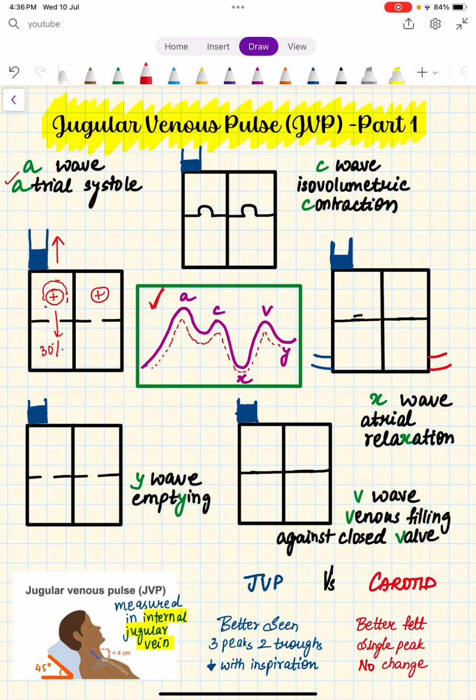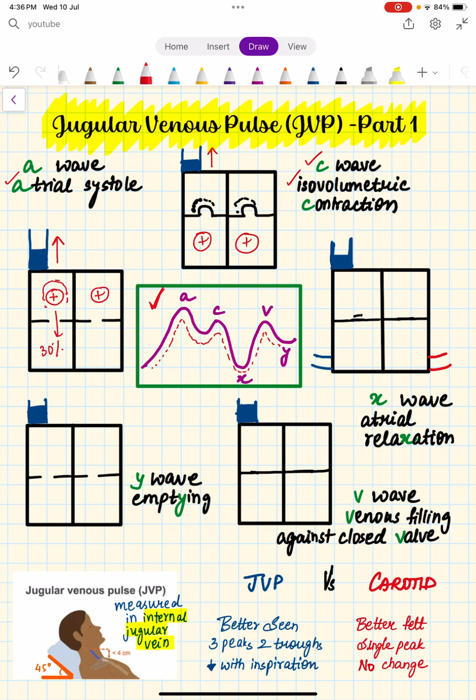The next one is the C wave. The C wave corresponds to isovolumetric contraction, also called contraction of the ventricles in the closed chambers. During this wave, there is upward bulging of the valves because there's an increase in the ventricular pressures but in a closed chamber. This upward bulging of the valves produces the positive deflection in JVP.